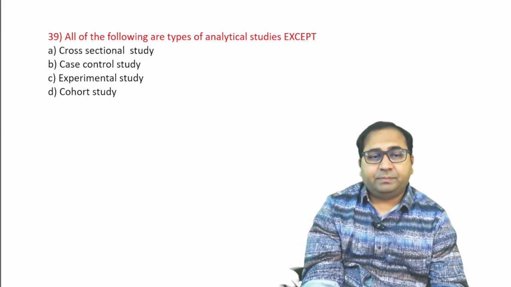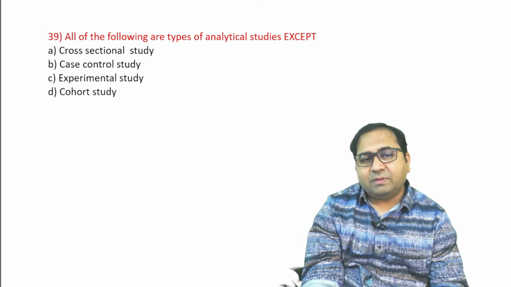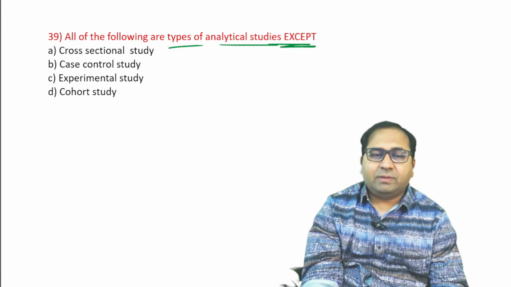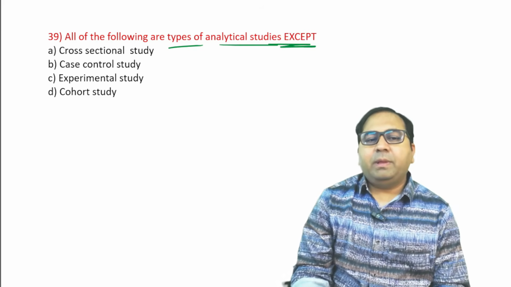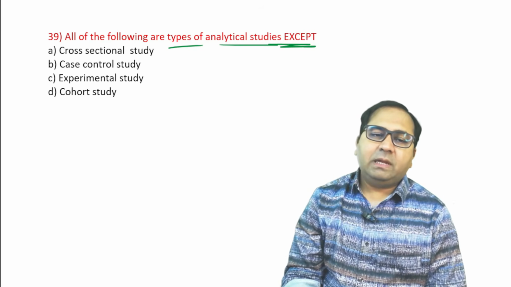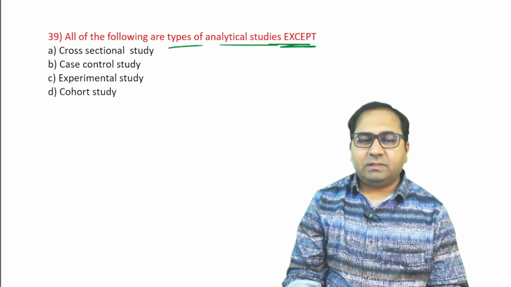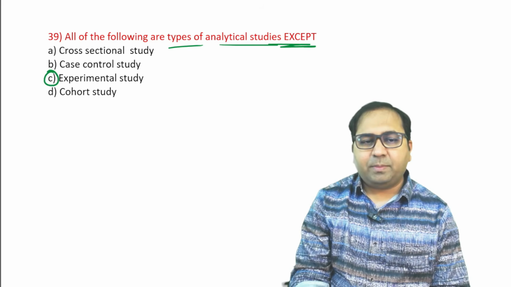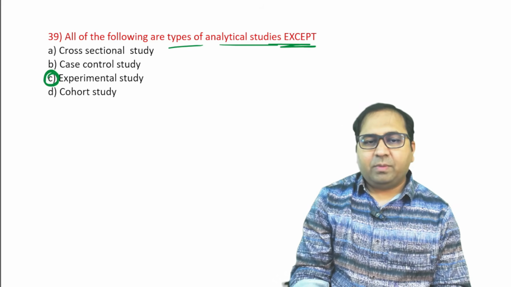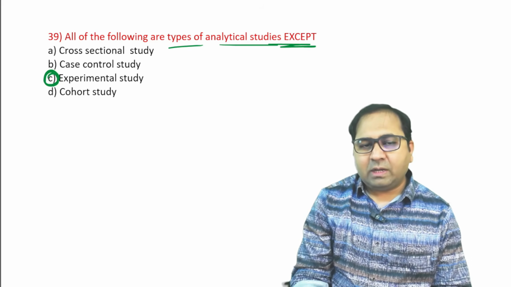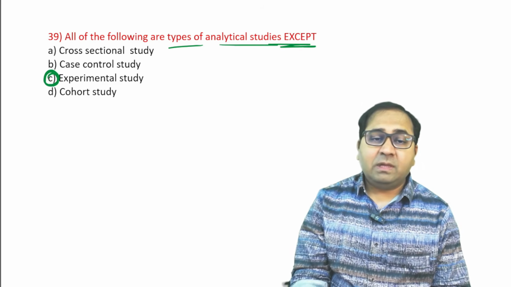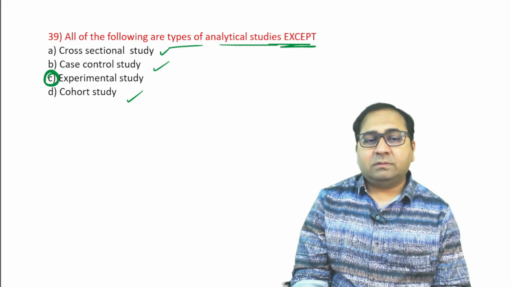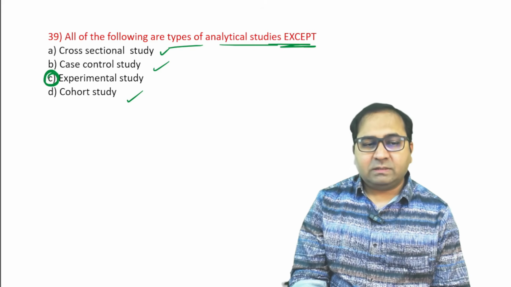Next. All of the following are types of analytical studies except, once again, a similar type of question. Options are A, cross-sectional study; B, case control study; C, experimental study; and D, cohort study. It is very simple. Answer for this question is C, experimental study, because experimental study is not an analytical study. Experimental itself is a different entity. Rest of the things, case control, cohort, and cross-sectional, are all analytical studies.